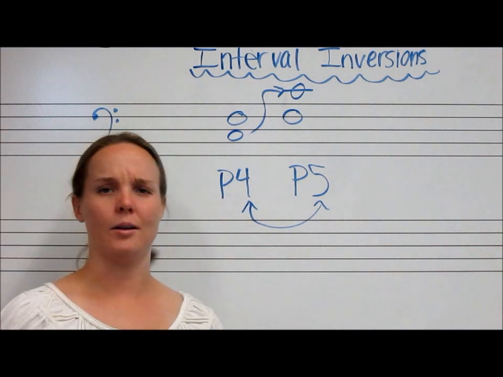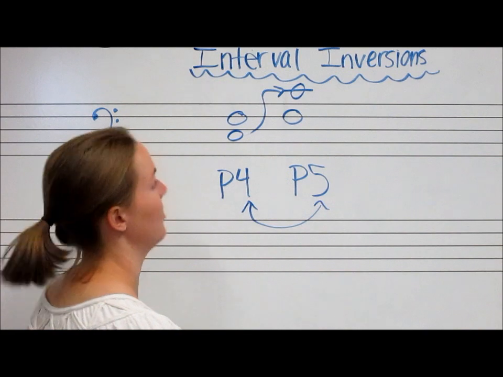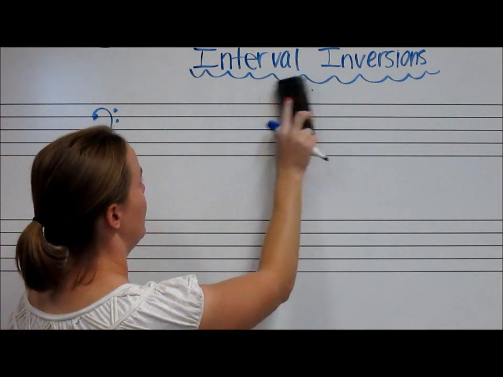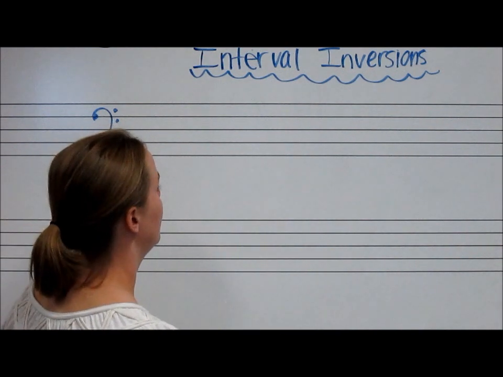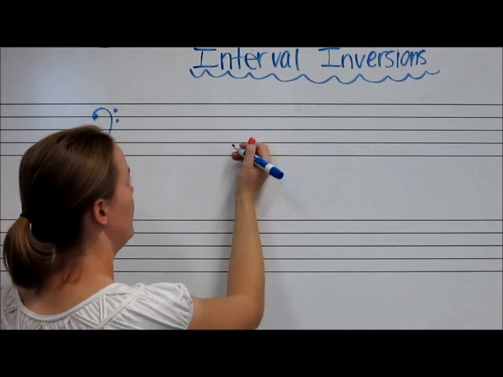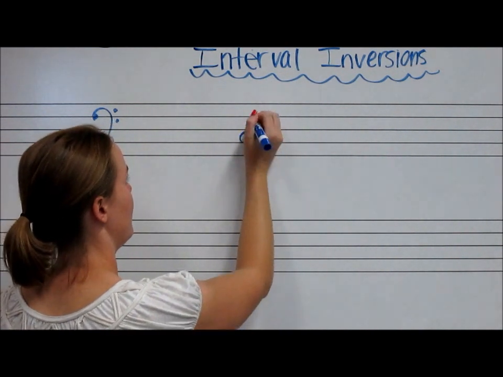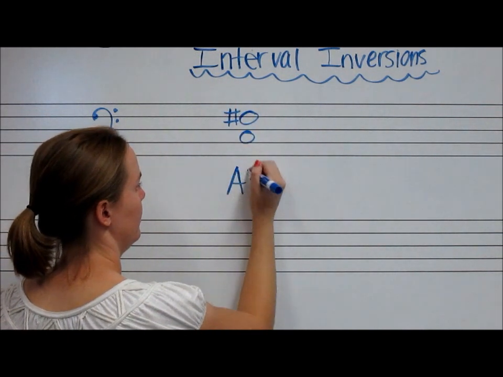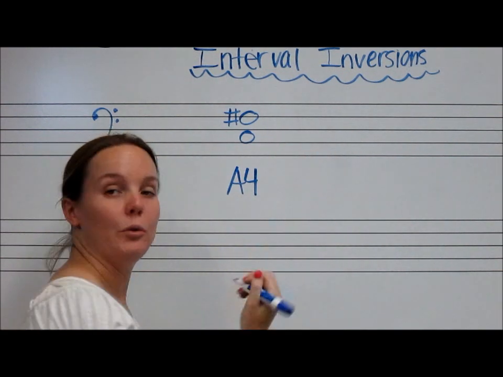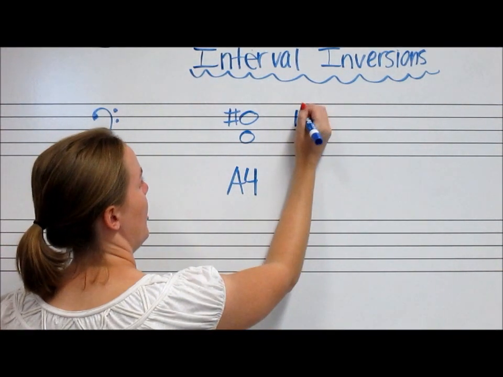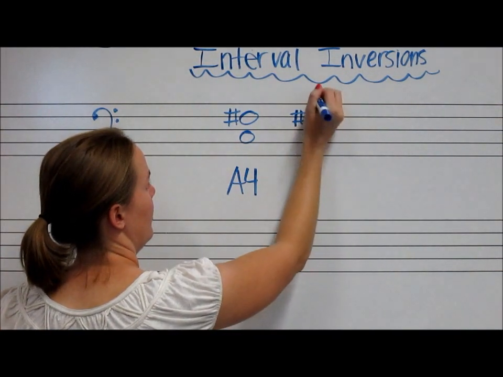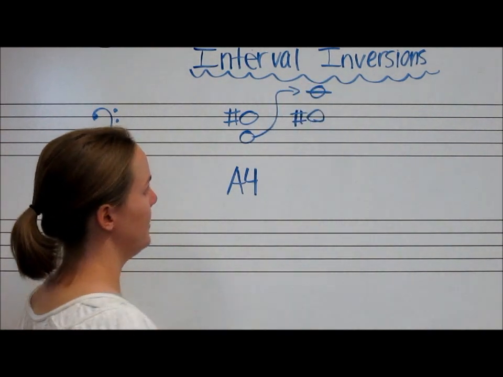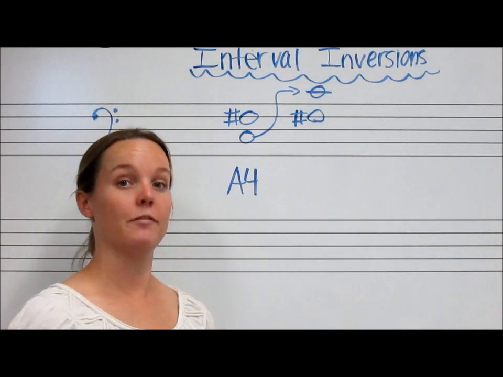All right, what about augmented and diminished intervals? Let's talk about those. Well, we'll do a similar one. Let's say we have an augmented fourth. When you invert it, now your F sharp is on the bottom. C is up here. This is going to be a diminished fifth.